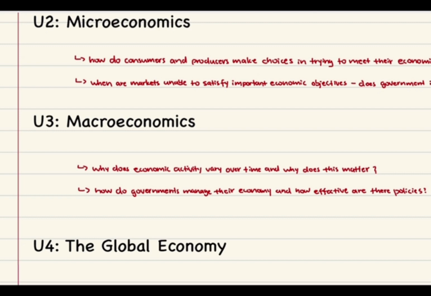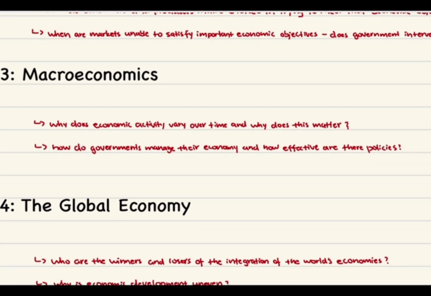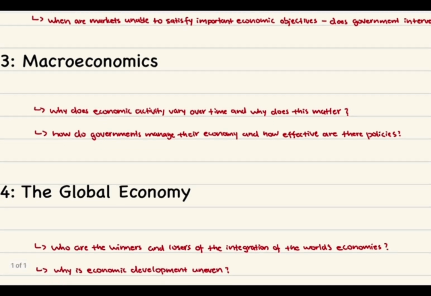The third unit that will be covered is macroeconomics. This is another scope at looking at economics, and a larger one. So the 2 questions that will be covered in this unit include: why does economic activity vary over time, and why does this matter? As well as how do governments manage their economy, and how effective are these policies? We'll be specifically looking at topics such as government intervention, as well as how they create monetary and fiscal policies.